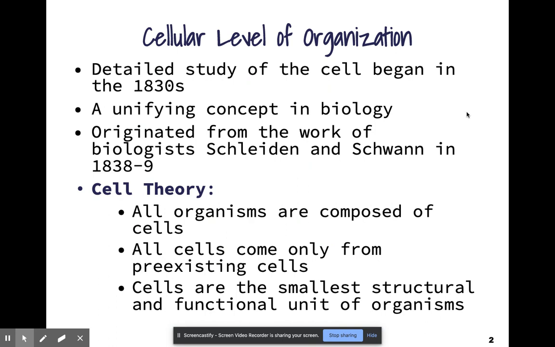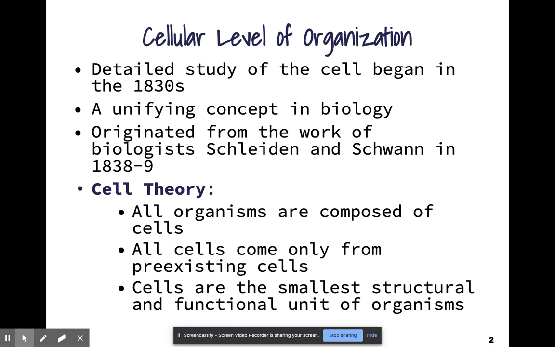All right, cellular level of organization. The detailed study of the cell began in the 1830s. It was a unifying concept in biology, and basically originated from the work of biologists Schleiden and Schwann in 1838 to 1839. What they developed was a theory known as the cell theory.